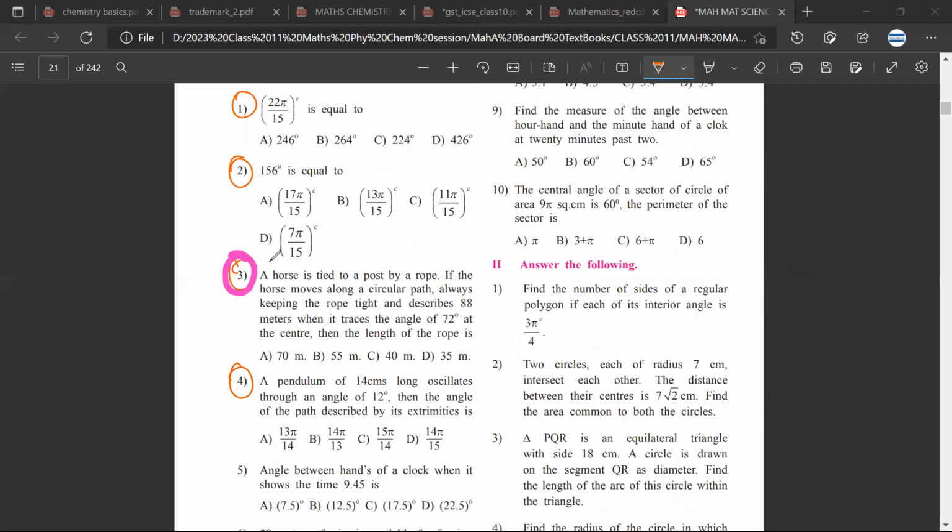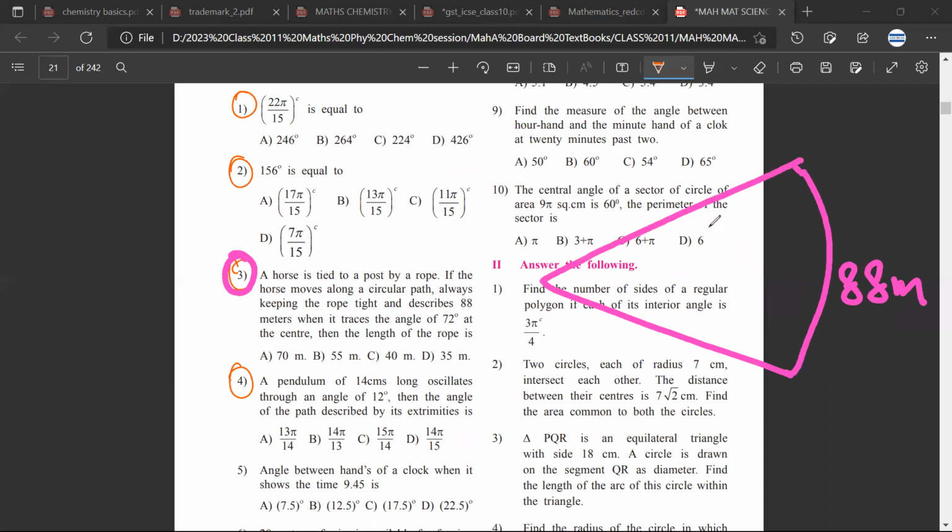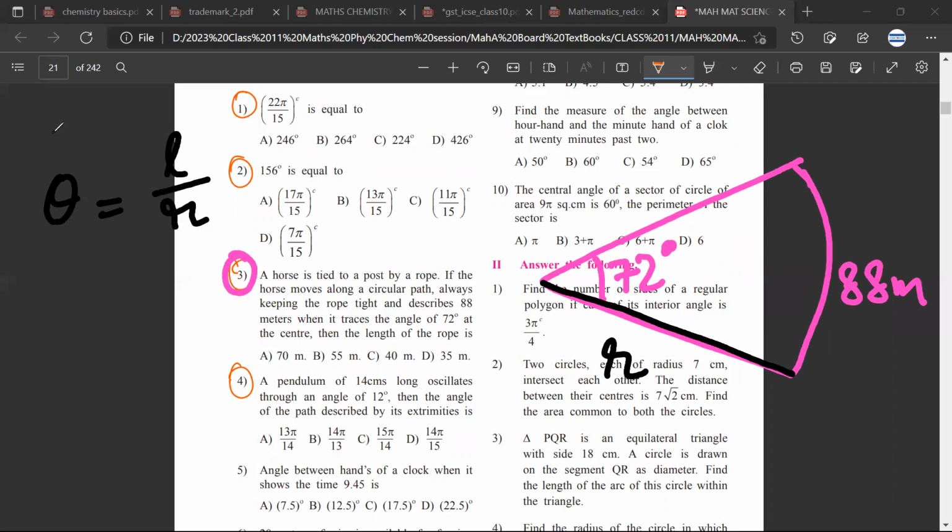So question number 3. A horse tied to a post by a rope. If the horse moves along a circular path, always keeping the rope tight, it describes 88 meters when it traces an angle of 72 degrees. Find the length of the rope. Now, two basic things that we need to understand. Theta is equal to L by R, where theta is in radians. And the other thing we need to understand in questions like these is which is L and which is R.